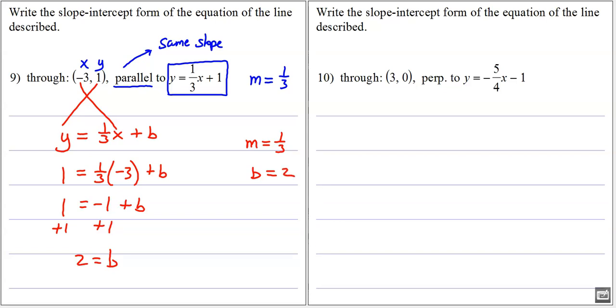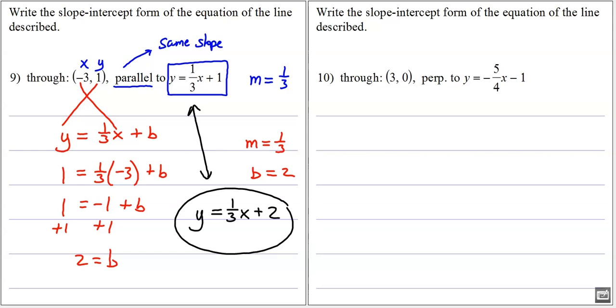So now I should be able to write our answer. Y equals mx plus b. And what should happen is these two lines should be parallel to each other. Remember, that's the symbol for parallel. And my line's going to go through the point negative 3, 1. So a lot of stuff going on.